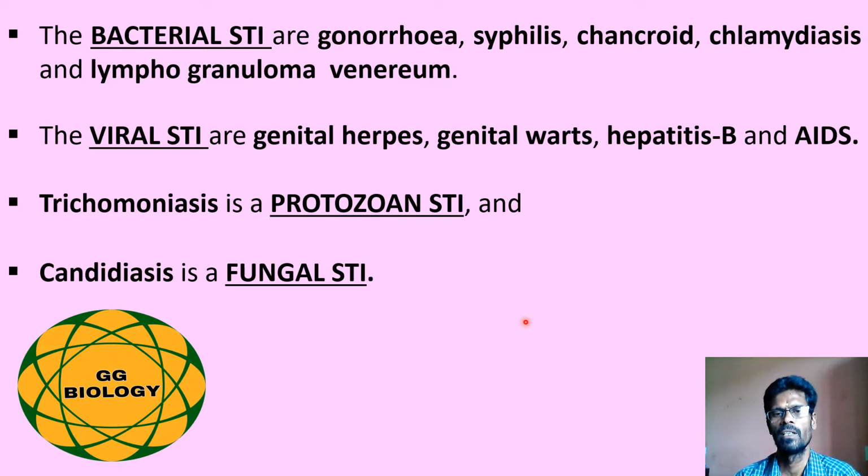Sexually transmitted infections can be caused by any of the microorganisms like bacteria, viruses, protozoans as well as fungi. The bacterial STIs are gonorrhea, syphilis, chancroid, chlamydiasis and lymphogranuloma venereum. The viral STIs are genital herpes, genital warts, hepatitis B and AIDS. Trichomoniasis is a protozoan STI, and candidiasis is a fungal STI. This question we may get as a 1 mark or 2 mark question, for example, what are the bacterial STIs? So please try to note down these diseases for bacteria as well as for virus and protozoan.